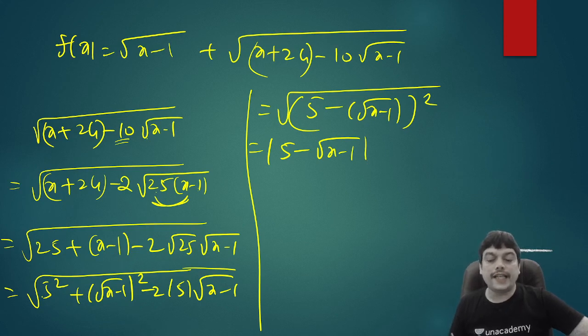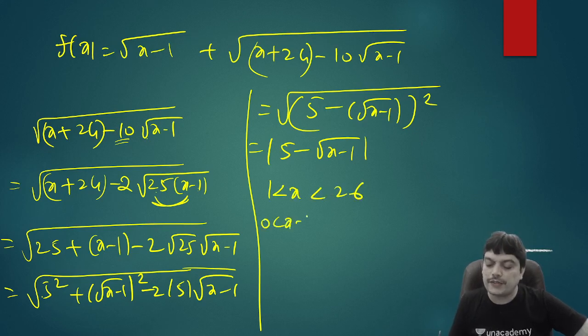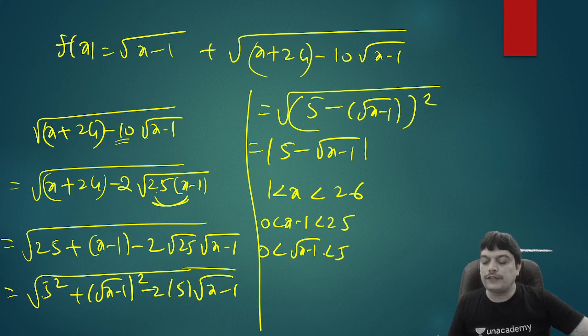And to decide that, they gave a condition in the question that x lies between 1 and 26. So if you are using that condition that x is between 1 and 26, subtract 1, it will give you x minus 1 is between 0 to 25. And taking square root, root x minus 1 is between 0 to 5. So that means 5 is bigger.